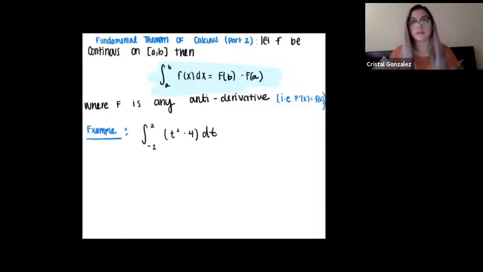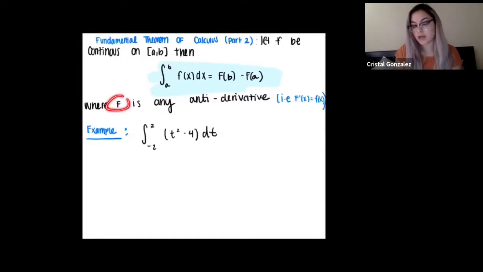Okay, so today we're going to talk about the fundamental theorem of calculus, part 2. So this is the second piece to the fundamental theorem of calculus. We're still on that same theorem, but now for part 2, it says let f be continuous on the interval [a, b]. Then the integral from a to b of f of x dx is equal to capital F of b minus capital F of a, which is basically just that evaluation theorem all over again.